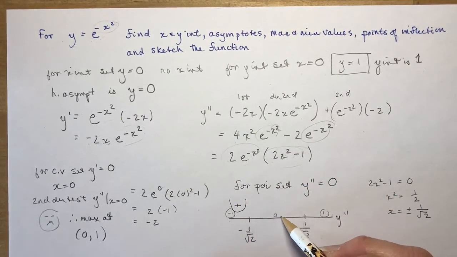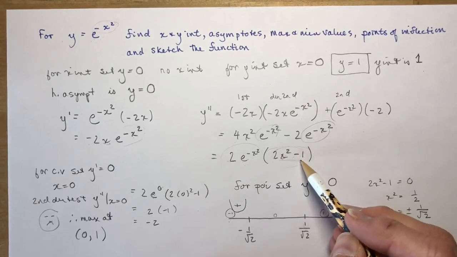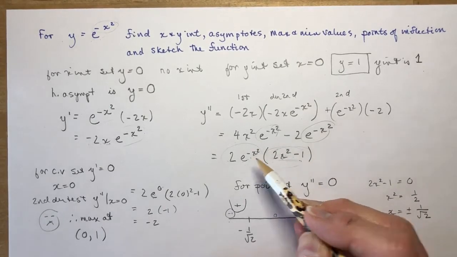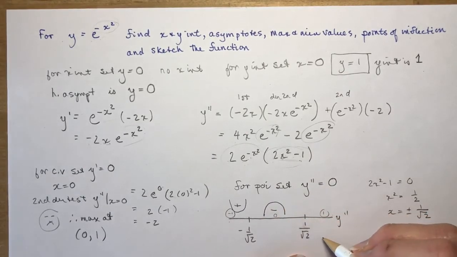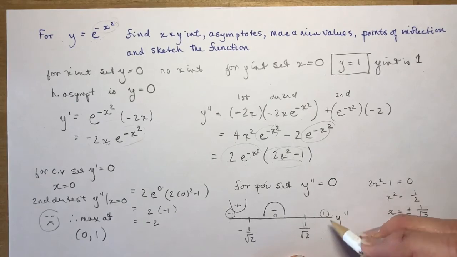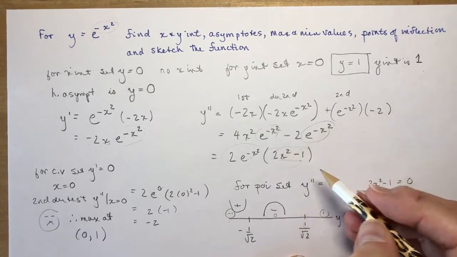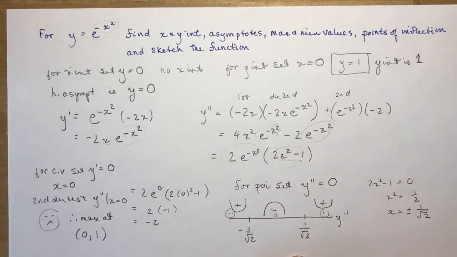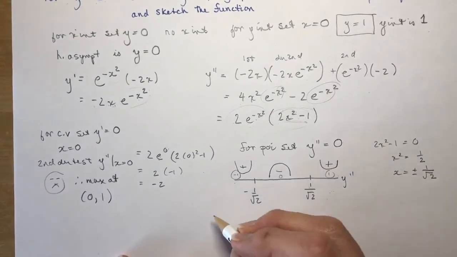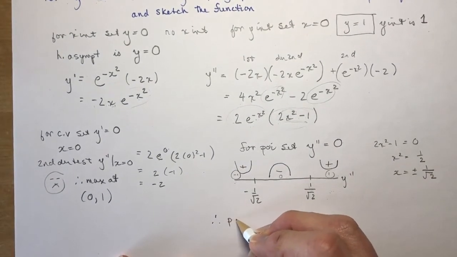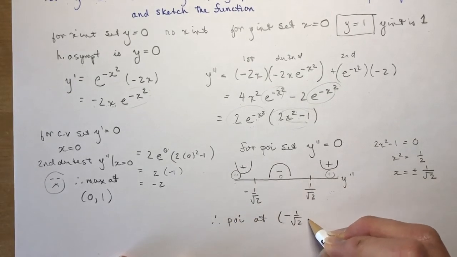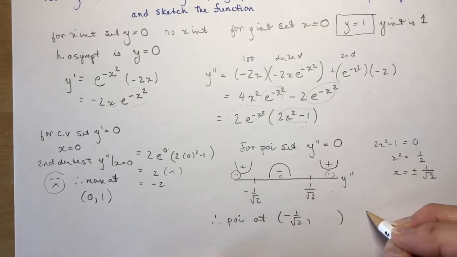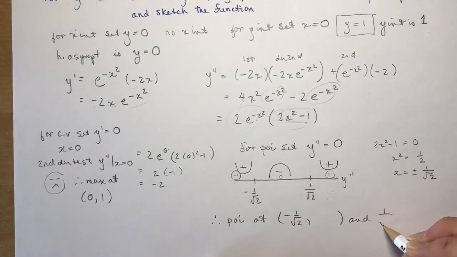If I plugged in 0, you can see that this will make this negative. This is still going to be positive. So I have concave down here. And you can imagine we're going to have the very same thing on this side because we're squaring things. So this will be positive and concave up. Okay, so that means we have points of inflection at minus 1 over root 2, and I need the y-coordinate, and 1 over root 2, and I need the y-coordinate.